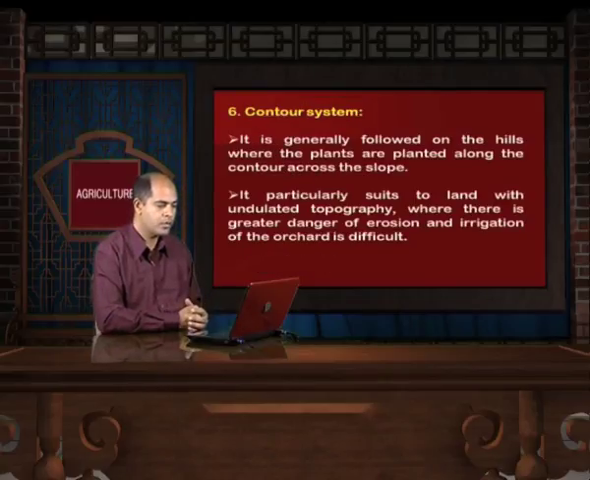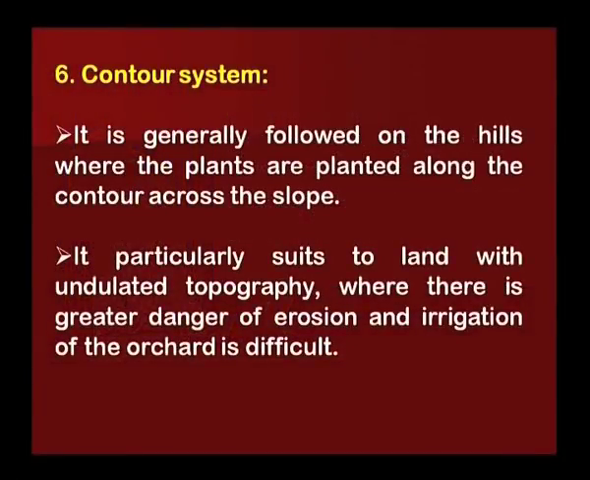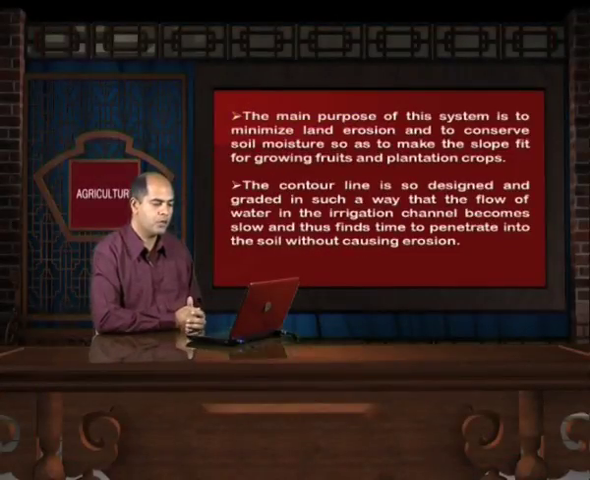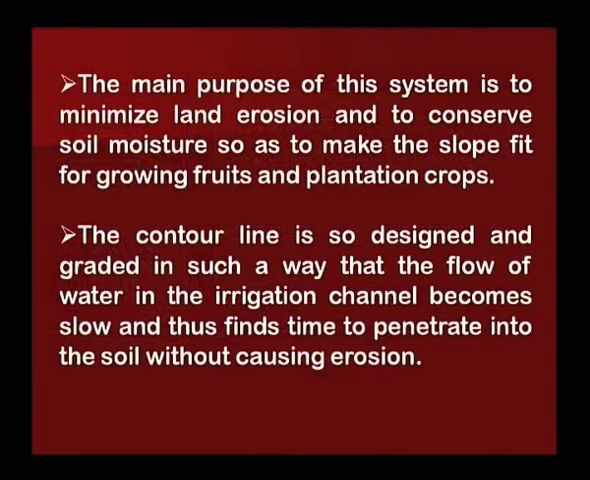Now let us discuss the contour system. It is generally followed on the hills where the plants are planted along the contour across the slope. It particularly suits land with undulated topography where there is greater danger of erosion and irrigation of the orchard is difficult. The main purpose of this system is to minimize land erosion and to conserve soil moisture so as to make the slope fit for growing fruits and plantation crops.